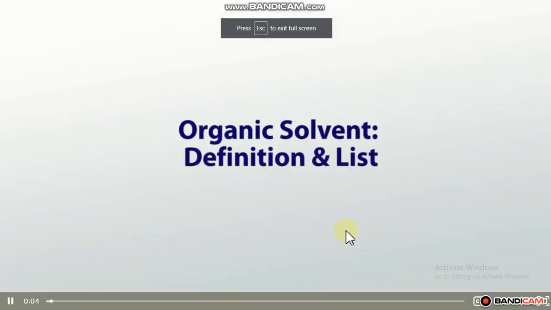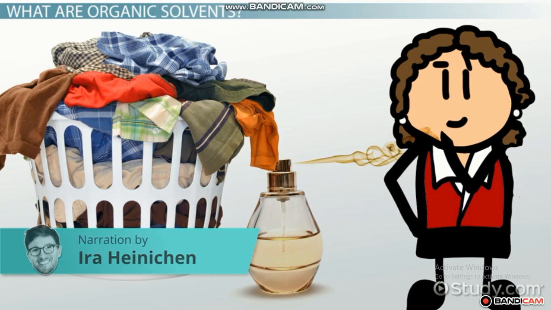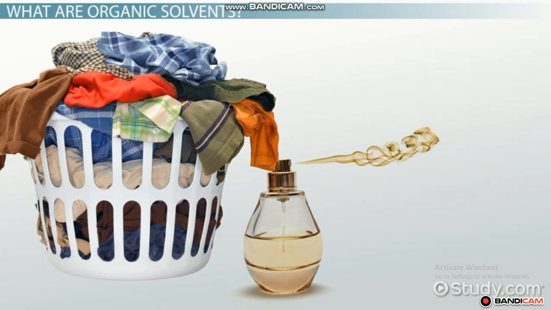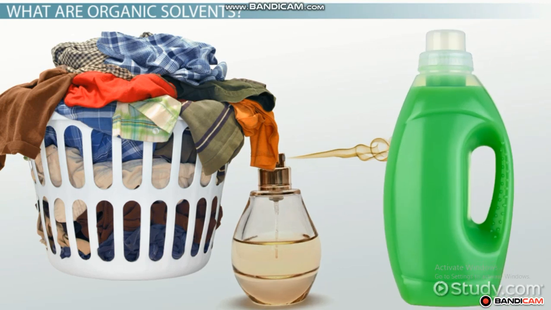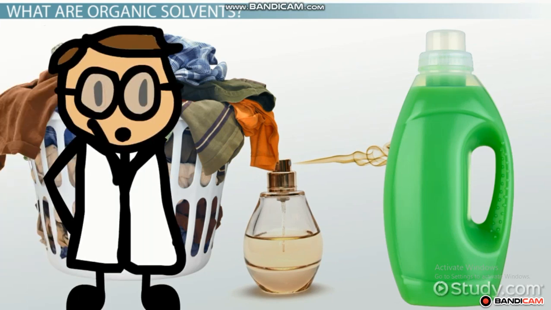Do you own a bottle of perfume or cologne you simply can't resist using each day? Are you loyal to a particular brand of laundry detergent used to keep those clothes clean and fresh? Each of these products, detergent and perfume cologne, contain ingredients called organic solvents. Let's learn more about what an organic solvent is and why they are so widely used in the manufacturing industry.